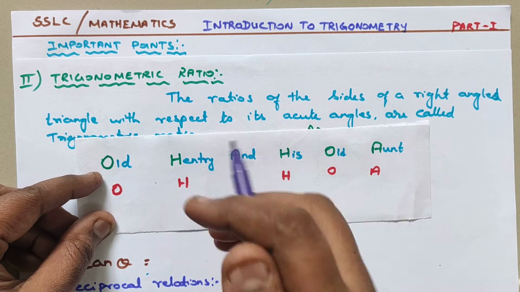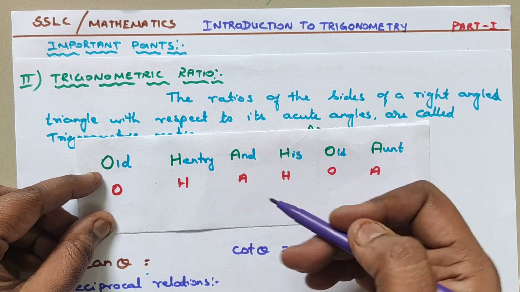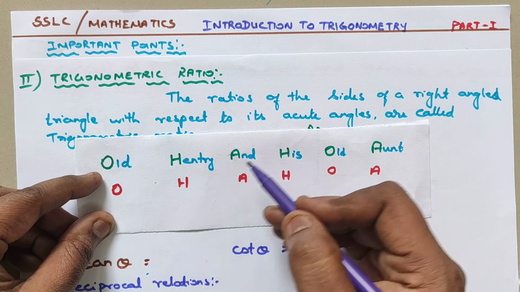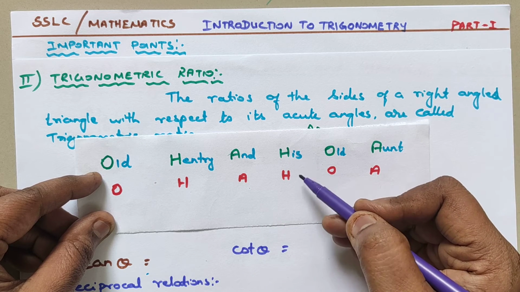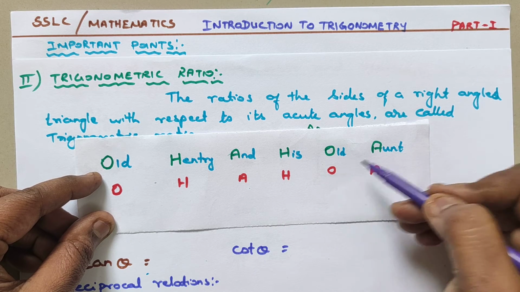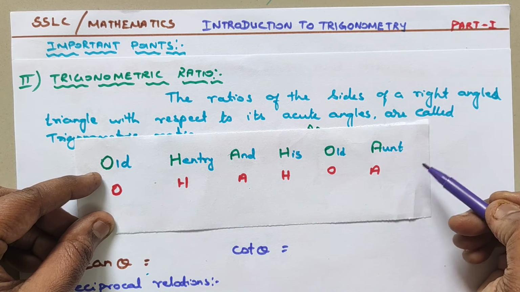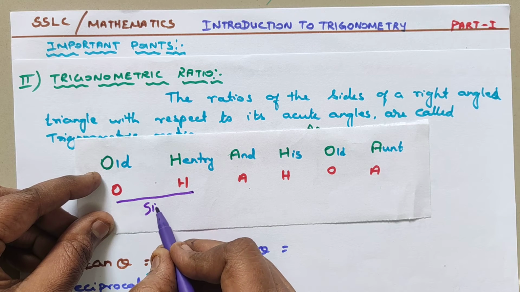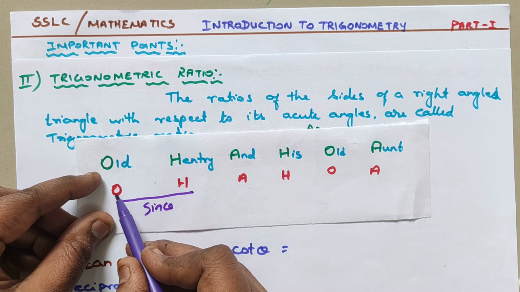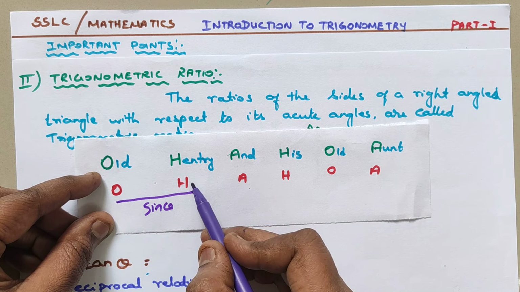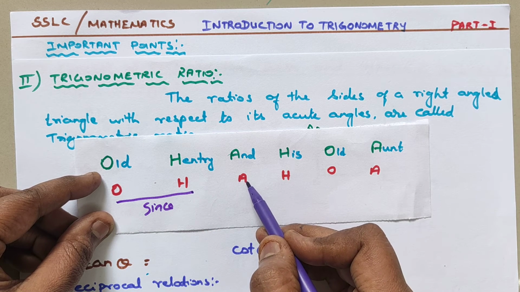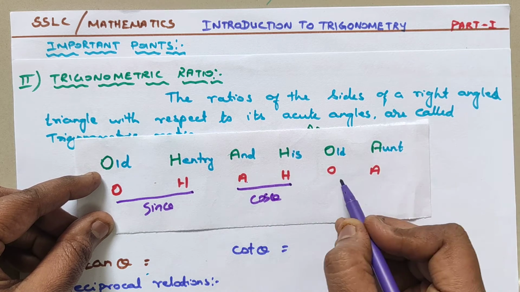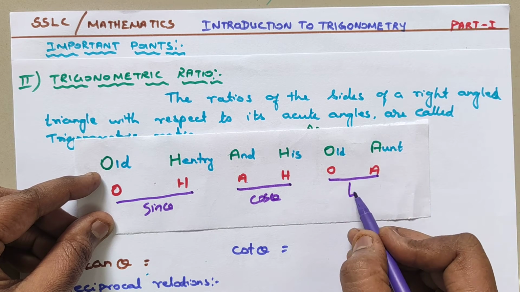Remember this sentence. Using this sentence we are going to write down the formulas. The first letters: Old, O; Henry, H; and, A; his, H; old, O; and aunt, A. We take the first letters. The first two letters are for sin theta. Is it clear? O we consider as opposite, H as hypotenuse, A as adjacent. The next two we consider for cos. Next we consider for tan.